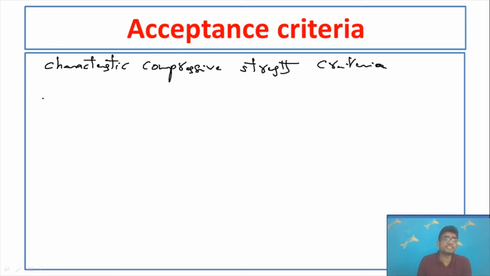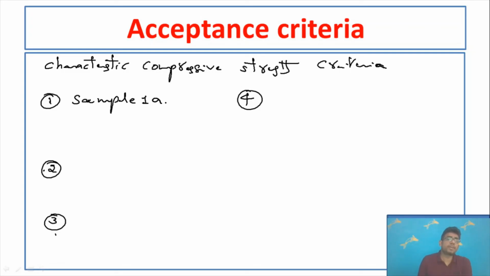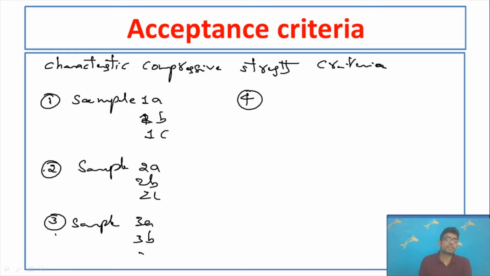And remember that when I say sample, how many cubes must it consist of? It must consist of 3 cubes. Suppose you have first sample, second sample, third sample and fourth sample. For each sample you have 3 cubes. So sample 1A, sample 1B, sample 1C. Similarly here we have sample 2A, 2B, 2C. And here we have 3A, 3B, 3C. Similarly here we have 4A, 4B, 4C. Like this we have to take the samples.